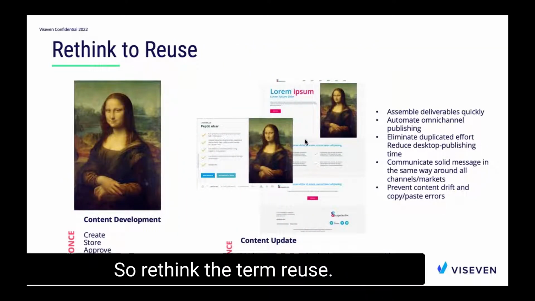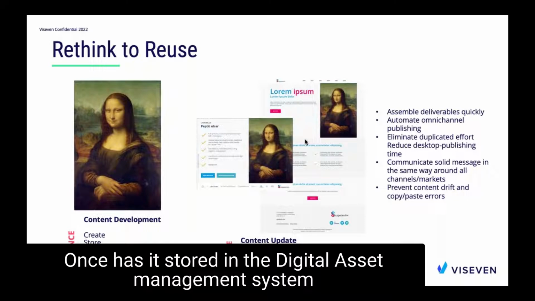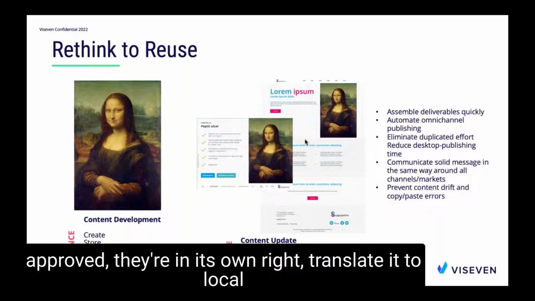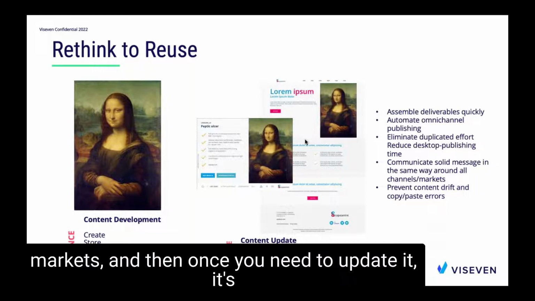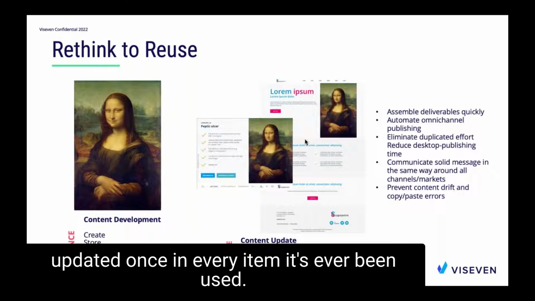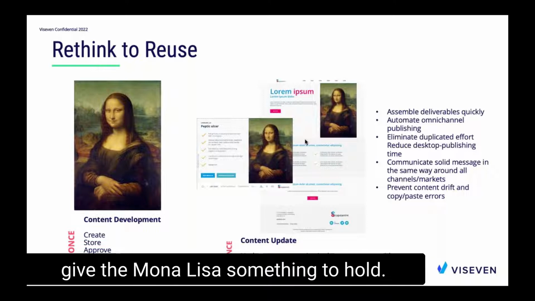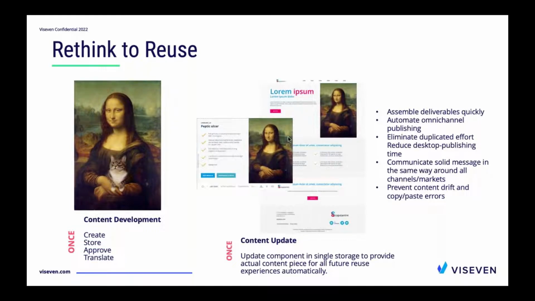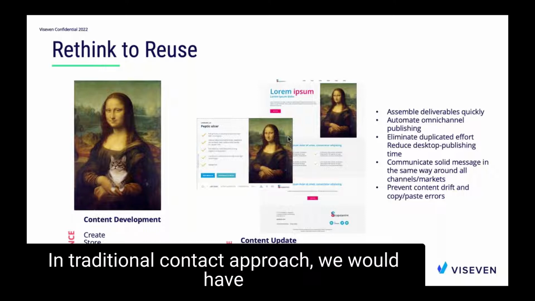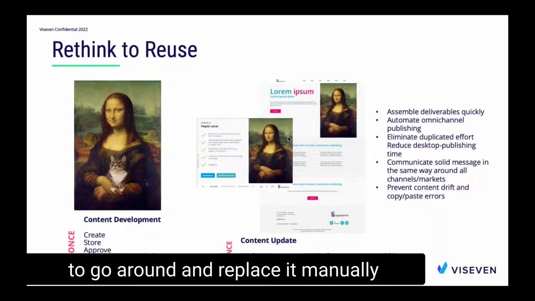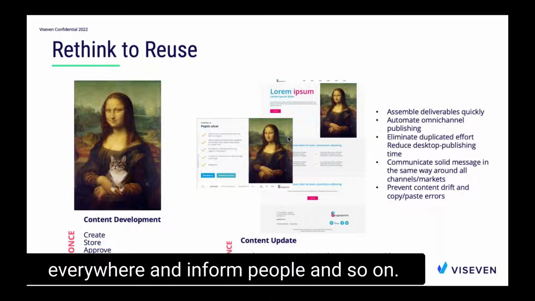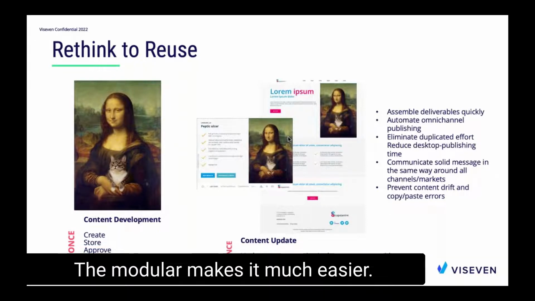So rethink the term reuse. In this way, you can create a current modular content unit once, have it stored in a digital asset management system, approved there in its own right, translate it for local markets, and then once you need to update it, it's updated once in every item it's ever been used. For example, let's suppose we now need to give the Mona Lisa something to hold. In the traditional content approach, we would have to go around and replace it manually everywhere and inform people and so on. But modular makes it much easier.